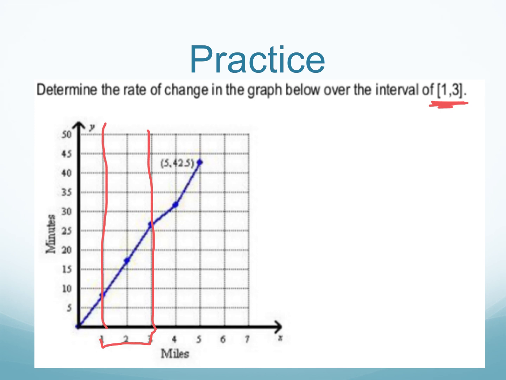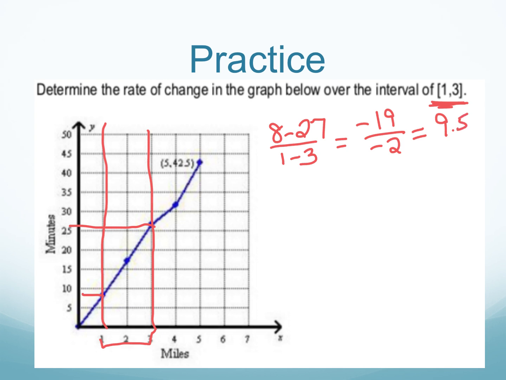I'm looking for the interval between 1 and 3. So I know my change in x is going to be 1 minus 3. My change in y is going to be, let's see, this looks like it's about at 8. This one looks like it's about at 27. So 8 minus 27 gives me negative 19 over negative 2. Negative divided by negative is a positive. So that gives me a rate of change of 9.5. But that is only my rate of change over that specific interval.